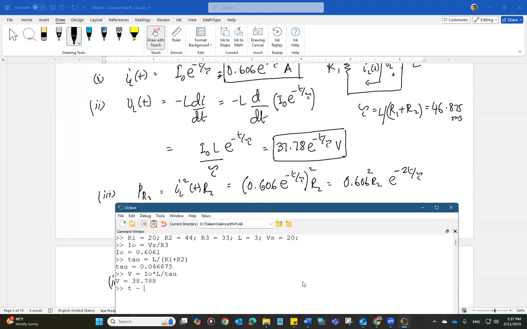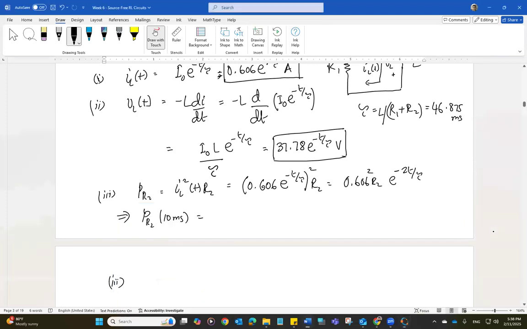Time is equal to 10 millisecond and PR2 is 0.606 squared times R2 times exponent of negative 2 times t divided by tau, which is 17.403 watt. That is the power dissipated in resistor 2 at that instant of time. So not a very complicated problem, rather a straightforward problem.